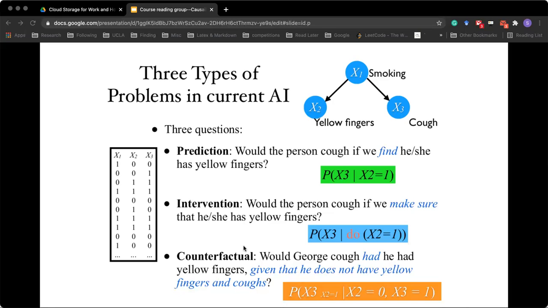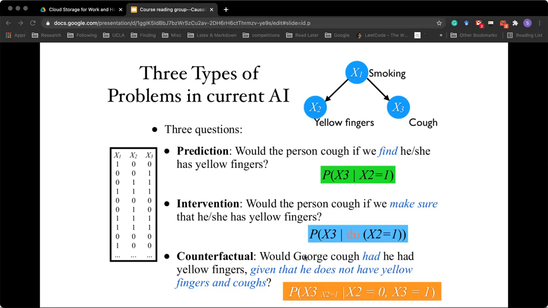Let's first take the typical question of a counterfactual. Here there are a lot of conditions. First, the question: would George cough? Here George means we already know it is a specific unit, or a specific person. Would George cough had he had yellow fingers, given that he doesn't have yellow fingers and he coughs? Something like that.